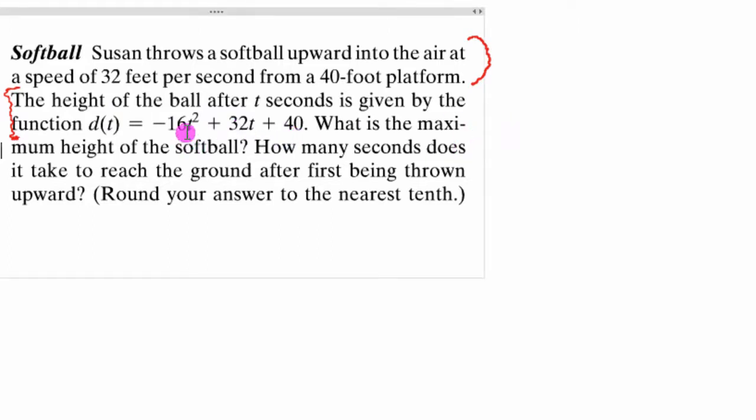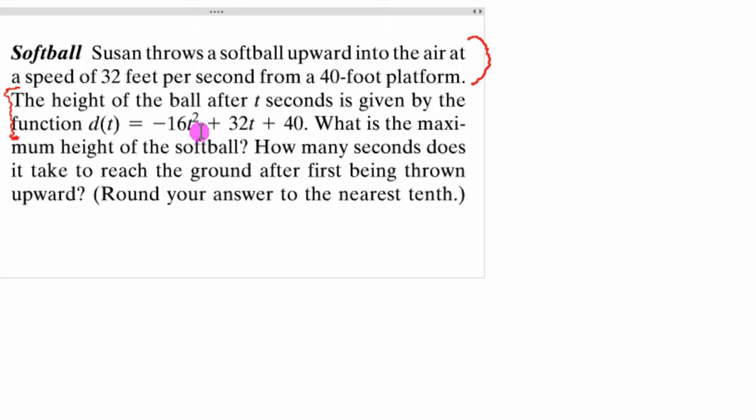And here's the thing: the a, the coefficient of t squared, is negative, so you should know that the parabola opens downward. The height of the ball is given by this function, which means that when you substitute in a value for t, and t is how long the ball has been in the air, because t is the number of seconds after Susan throws the ball, and you do the math, the answer you get back out is the height of the ball at that particular time.